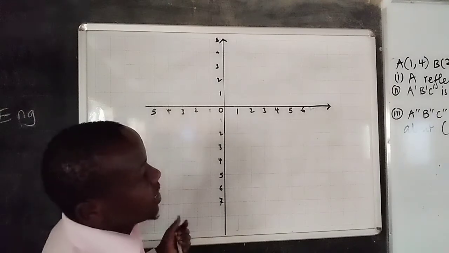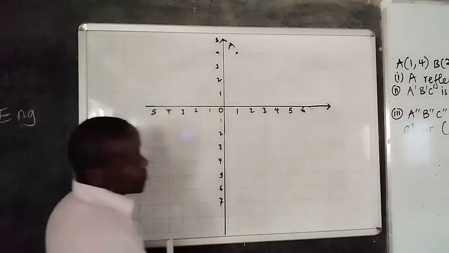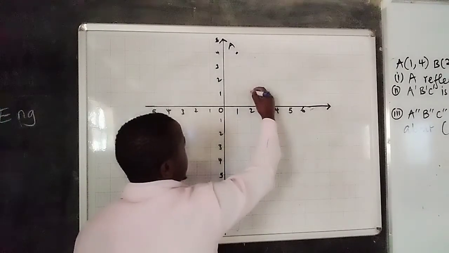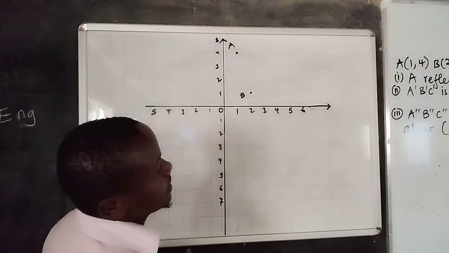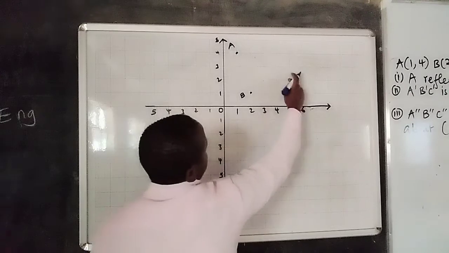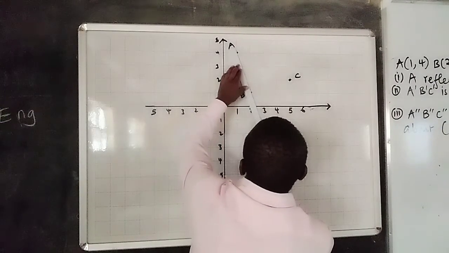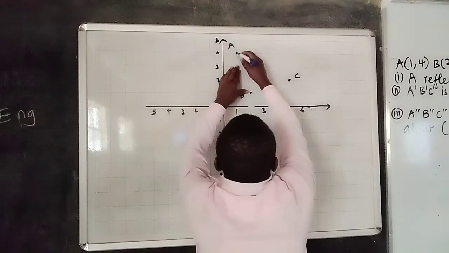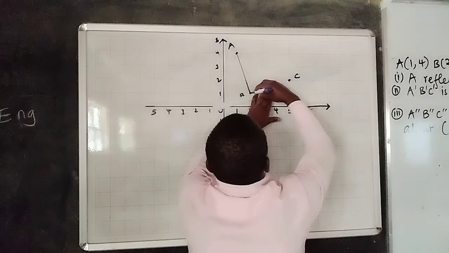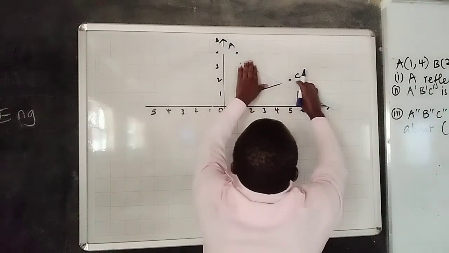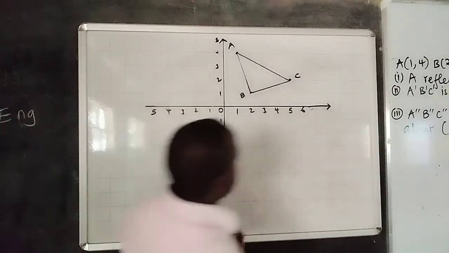Therefore, we got coordinates (1, 4). This is where we have A. (2, 1), this is where we got B. Then C is (5, 2), so this is where we have C. So we can first of all come up with the original object, which is a triangle: A to B, B to C, and C back to A. So that is the object.